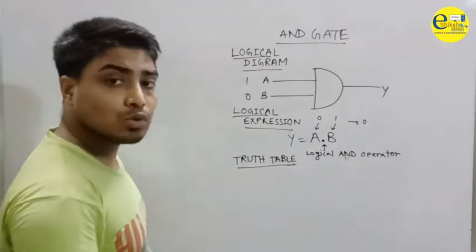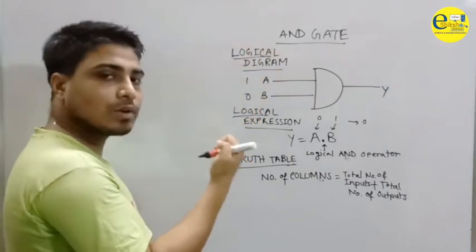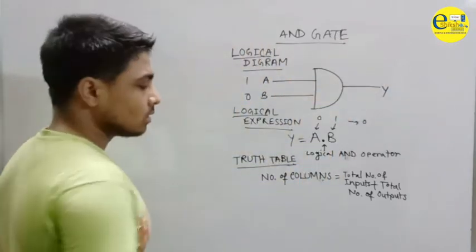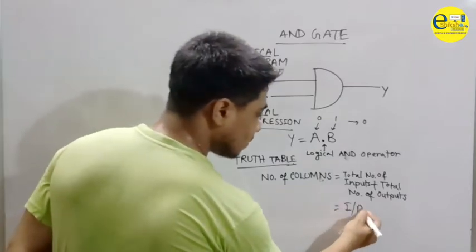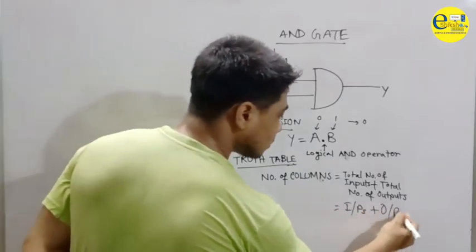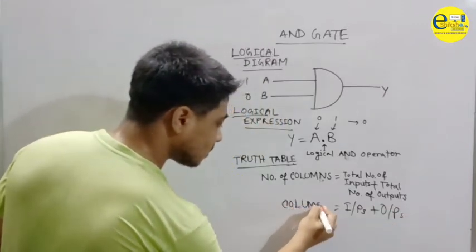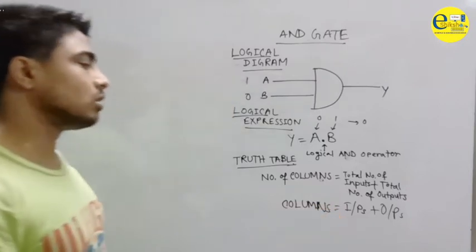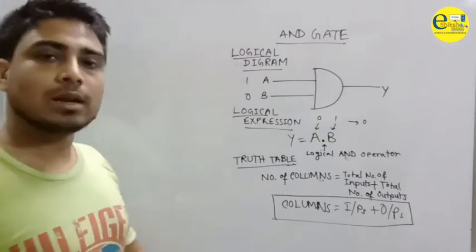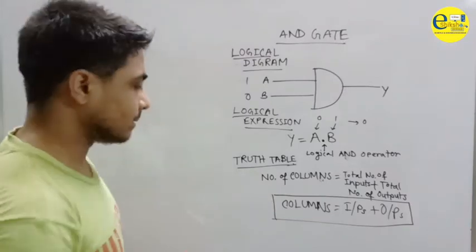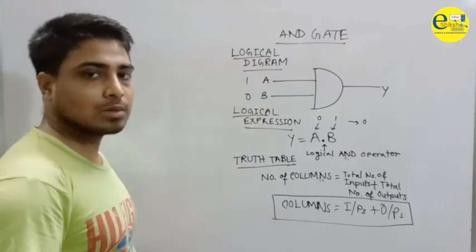How many columns do we have to draw here? We have to draw total number of inputs plus total number of outputs. So in short, columns equals the sum of inputs and outputs. The total number of columns for the truth table is total number of inputs and total number of outputs.